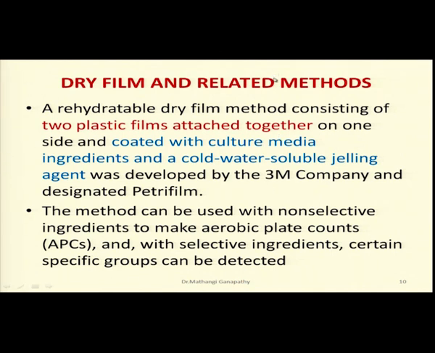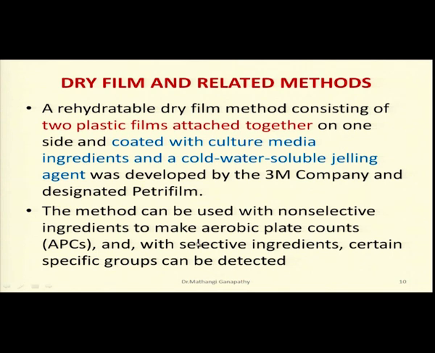The dry film and related methods. A rehydratable dry film method consists of 2 plastic films attached together on one side and coated with culture media ingredients and a cold water soluble gelling agent. This was developed by the 3M company and was called Petrifilm. So you have 2 plastic films attached together, and onto this plastic film you coat the culture medium with a cold water soluble gelling agent. So you are totally avoiding the hot agar, and you have a cold water gelling agent.